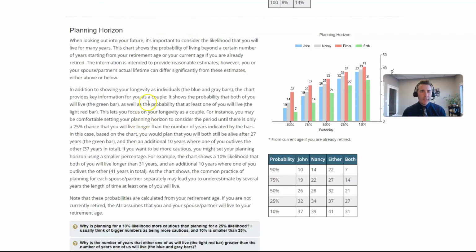The next chart they give us is our planning horizon. So there's a 10% probability that John would live 37 more years, a 10% probability that Nancy could live 39 more years, and a 10% probability that either one of them could live 41 more years. Think about that. 103 years old, but there's only a 10% chance that that could happen. And then there's a 10% chance that both of them would still be alive in 31 years.